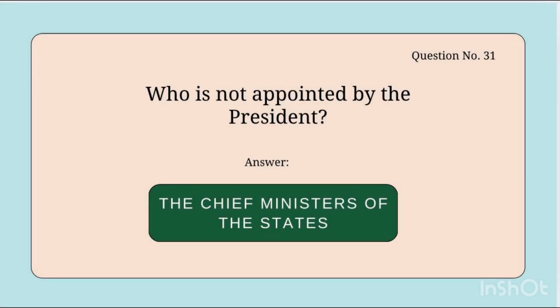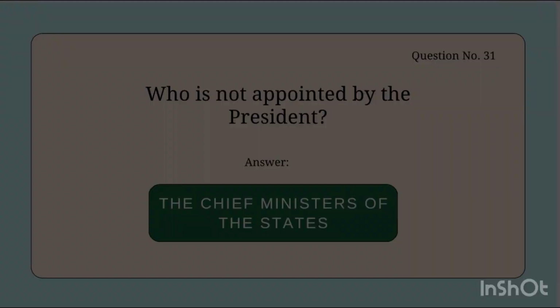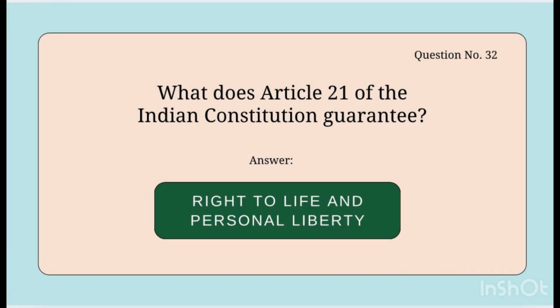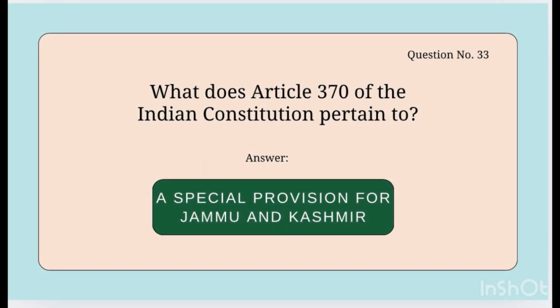The next question, who is not appointed by the President? The Chief Ministers of the states. Next question, what does Article 21 of the Indian Constitution guarantee? It guarantees right to life and personal liberty. Next question, what does Article 370 of the Indian Constitution pertain to? The answer is a special provision for Jammu and Kashmir.